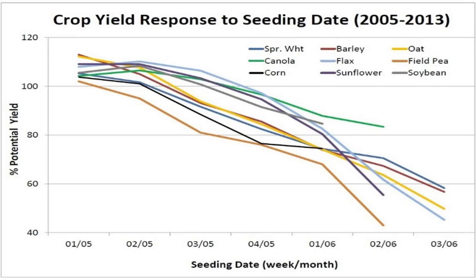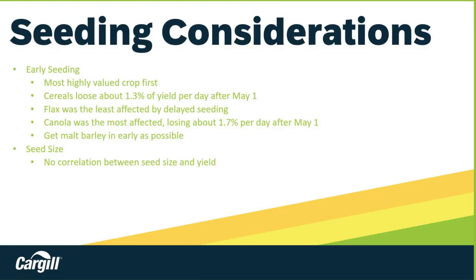Cereals lose about 1.3%. Canola was the most affected by this by losing 1.7% of yield per day, while flax was the least affected by delayed seeding. And also, getting malt barley in as early as possible will give you the best chance of keeping proteins low and obtaining a malt designation for your crop. Also remember that with canola, as with all crops, there is no correlation between seed size and yield. The keys are to get the crop in evenly, have the proper plant population based upon the size of the seed, and do other things such as having good fertility and a proper seed bed in order to maximize the potential of a good emergence and plant population.